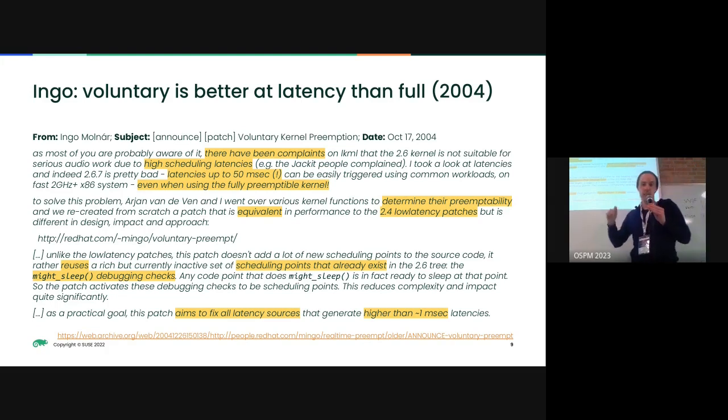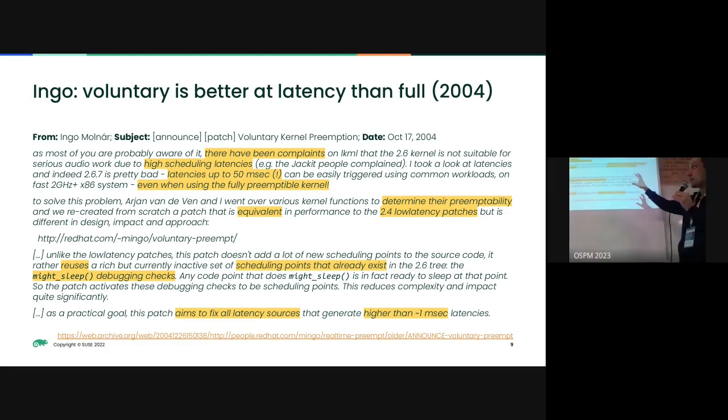Any code point that does might_sleep is in fact ready to sleep, so the patch activates these debugging checks to be scheduling points. This reduces complexity and impact quite significantly. As a practical goal, this patch aims to fix all latency sources that generate higher than 1 millisecond latencies.